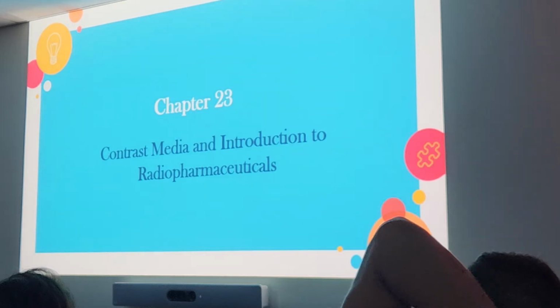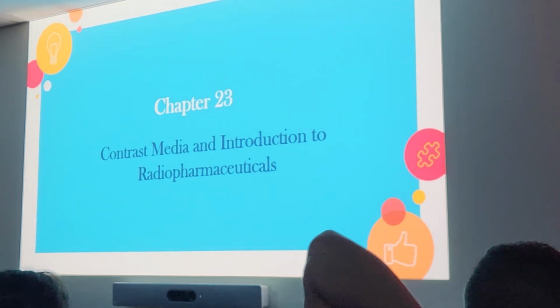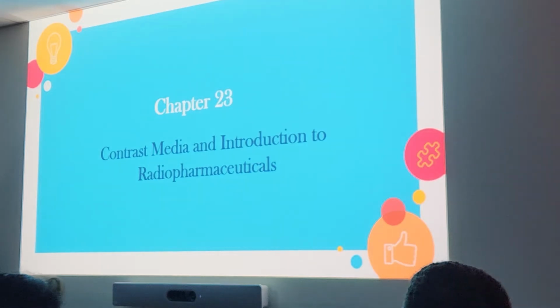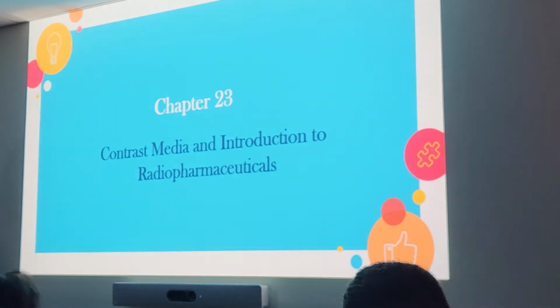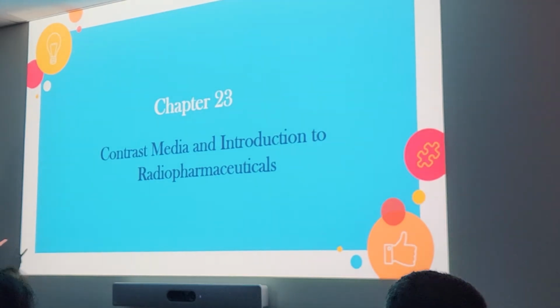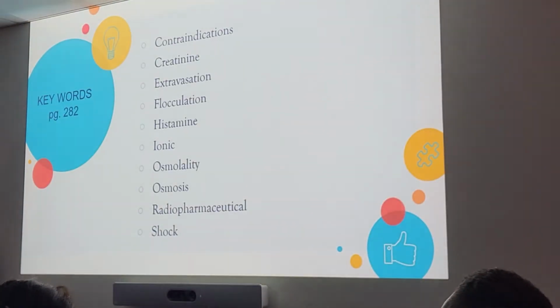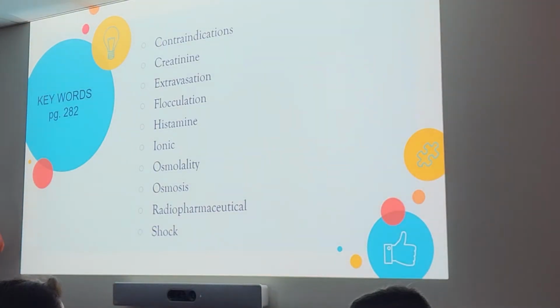Take it back. All right, so chapter 23, contrast media and introduction to radiopharmaceuticals. We're going to talk about why we use contrast media, how it affects our imaging studies, and also talk about radiopharmaceuticals. So, page 282, these are some of the keywords that you have to know for your test.